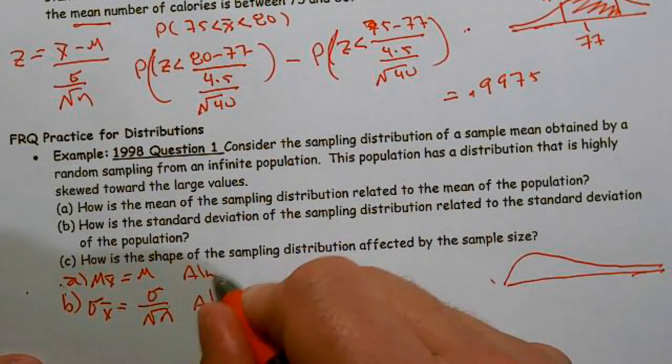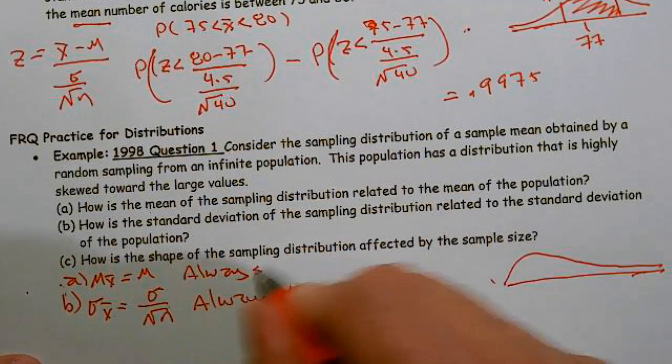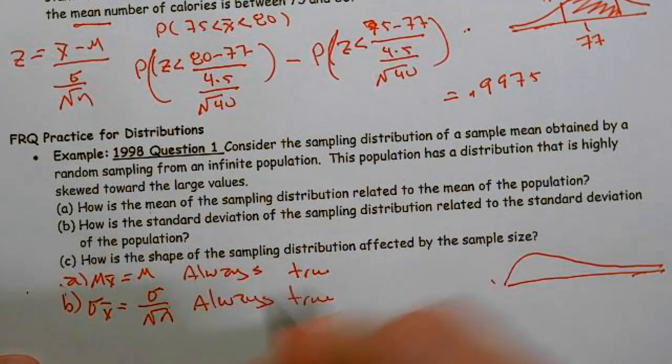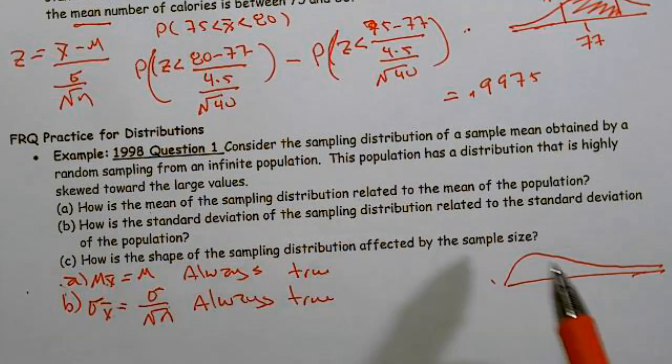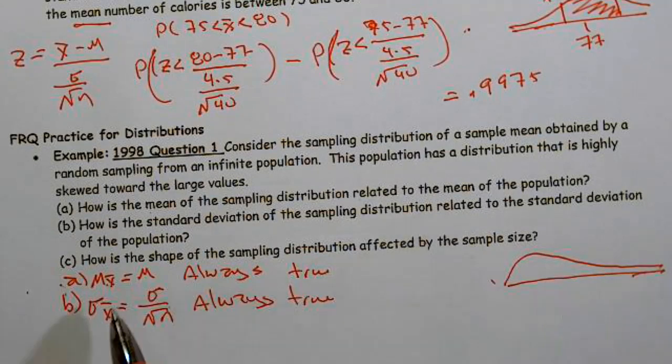And again, you can't just do it with symbols. You're going to have to say it in words. So you're going to have to say the mean of the sampling distribution, the mean of X bar, equals the mean of the population, regardless of sample size. It's always true. The standard deviation of the sampling distribution equals the standard deviation of the population divided by the square root of the sample size. And that's always true.